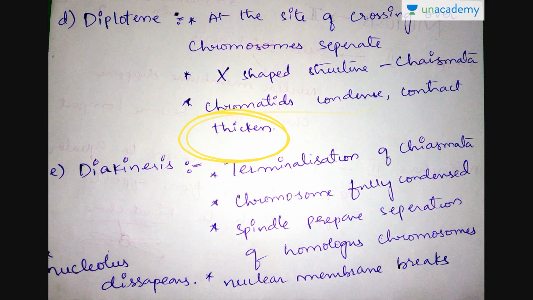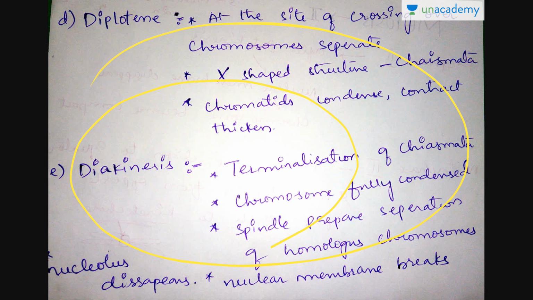The next stage following diplotene is diakinesis. In diakinesis, terminalization of chiasmata is seen. Chromosomes get fully condensed and the spindle prepares for separation of homologous chromosomes. So in this stage, the spindle starts preparing the separation of homologous chromosomes. During this stage, the nucleolus disappears and the nuclear membrane breaks. After diakinesis, the cell is ready for metaphase 1.